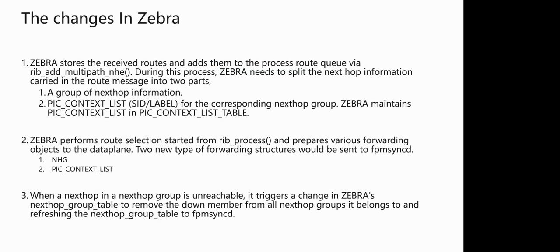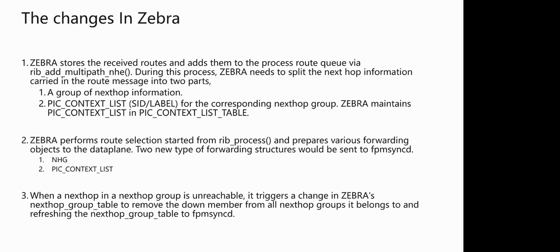The changes in Zebra are as follows. Zebra receives the routes and adds them to the process route queue, and will call the add multipath NG function. During this process, Zebra needs to split the next hop information carried in the route message into two parts. The first is a group of next hop information, and the second is the pick context list for the corresponding next hop group. Zebra maintains the pick context list in the pick context list table.